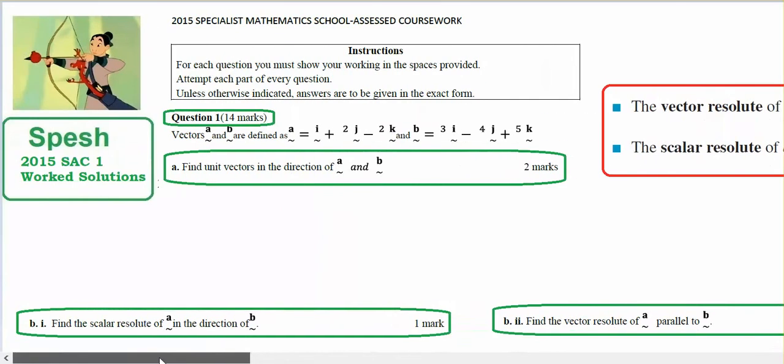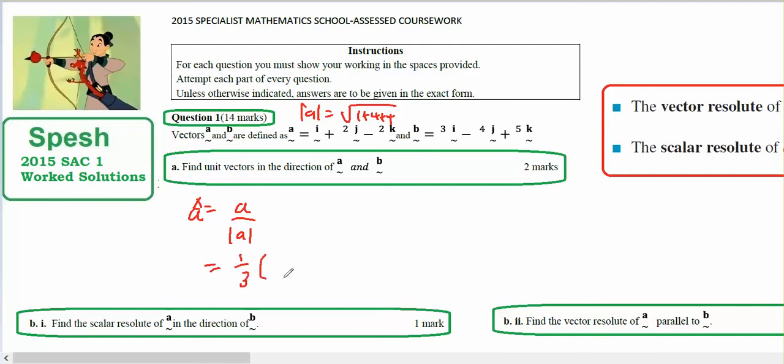Okay, so looking at 1A, I'm interested in the unit vector of a. So the unit vector a will be a divided by the magnitude of a. The magnitude of a will equal the square root of 1 plus 4 plus 4, which is 3, so it's going to be 1/3 times a, which is i plus 2j minus 2k. That's the unit vector of a.